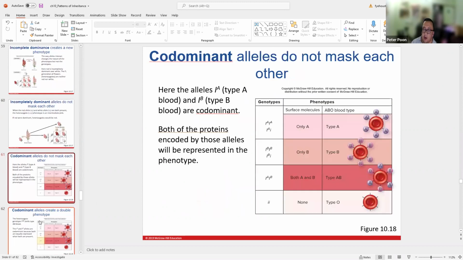Another example is co-dominant genes. Codominant genes do not match each other. Both of them are expressed.